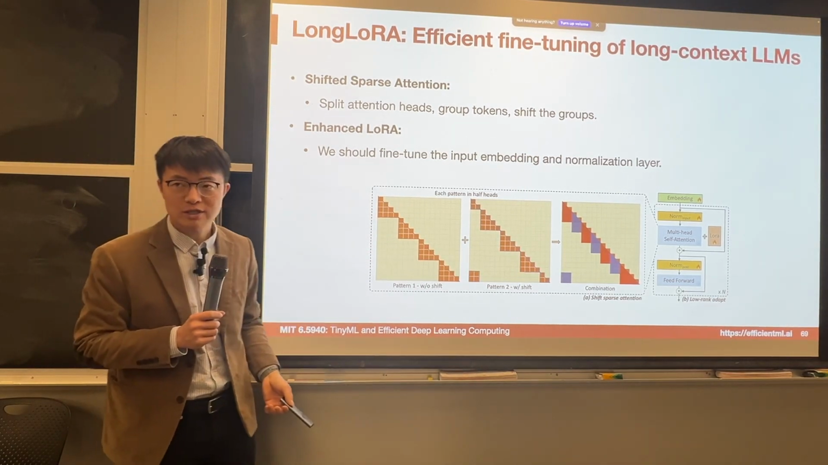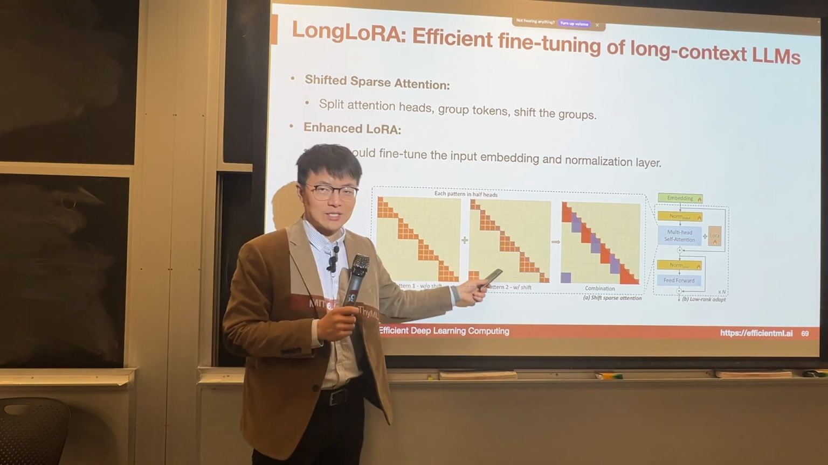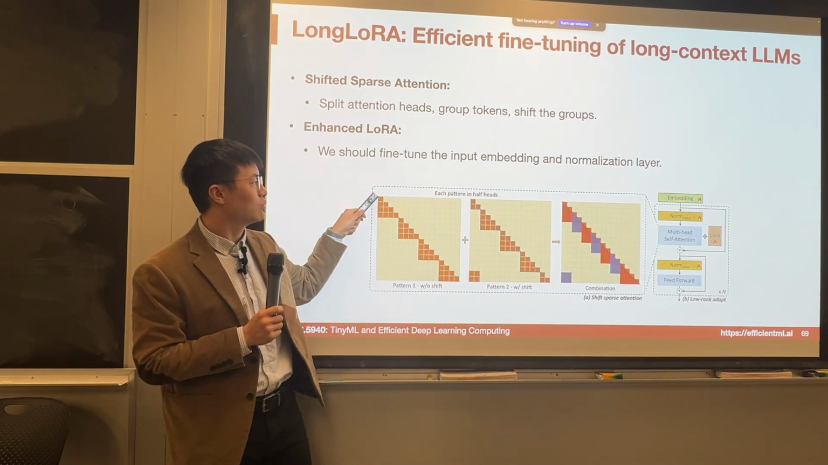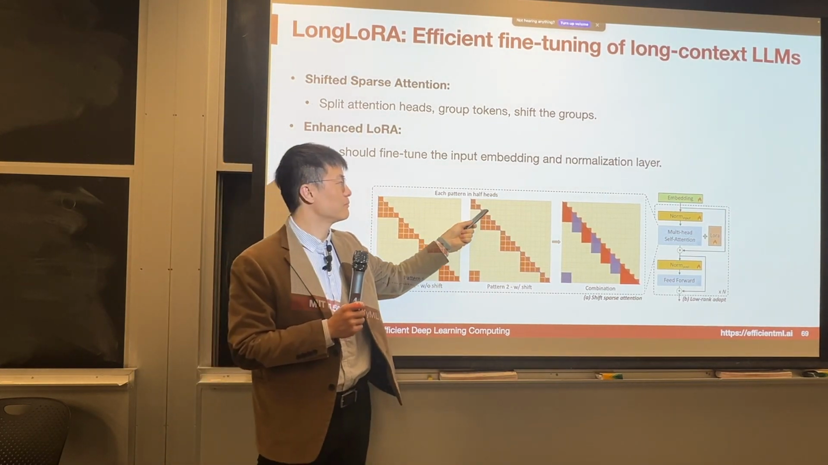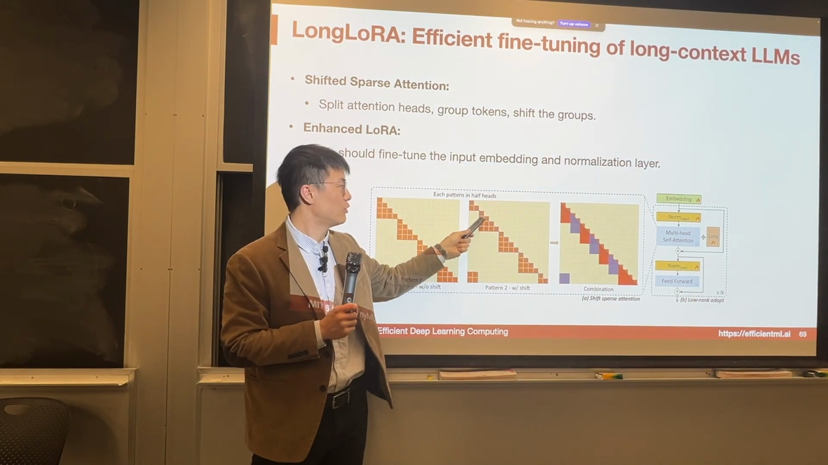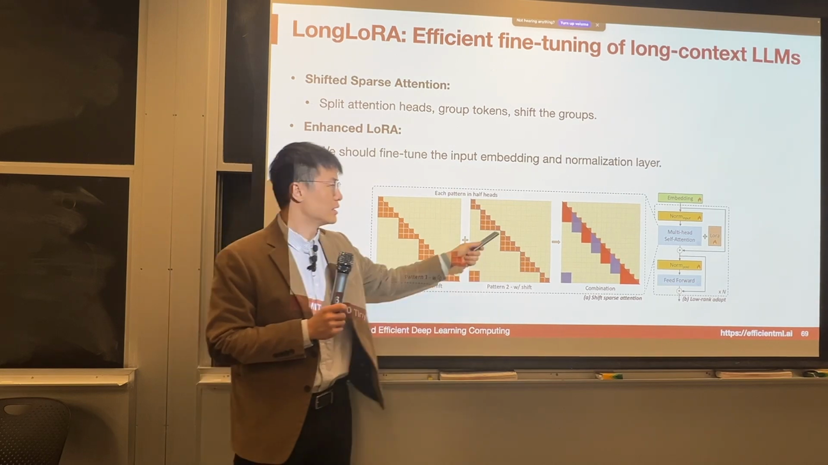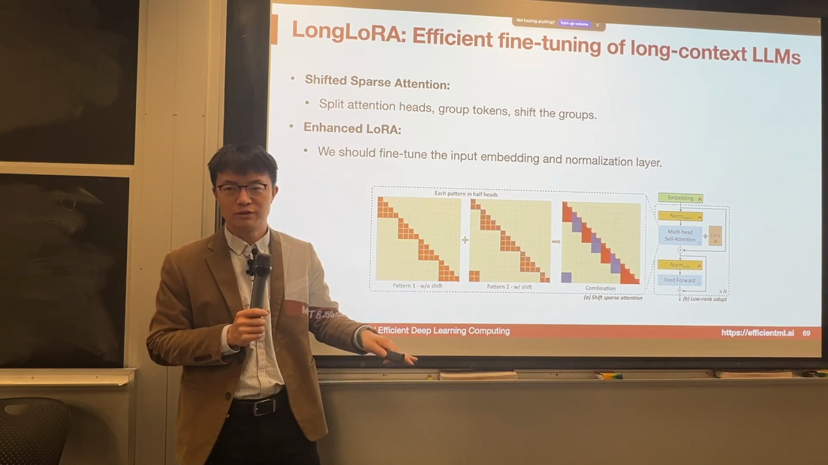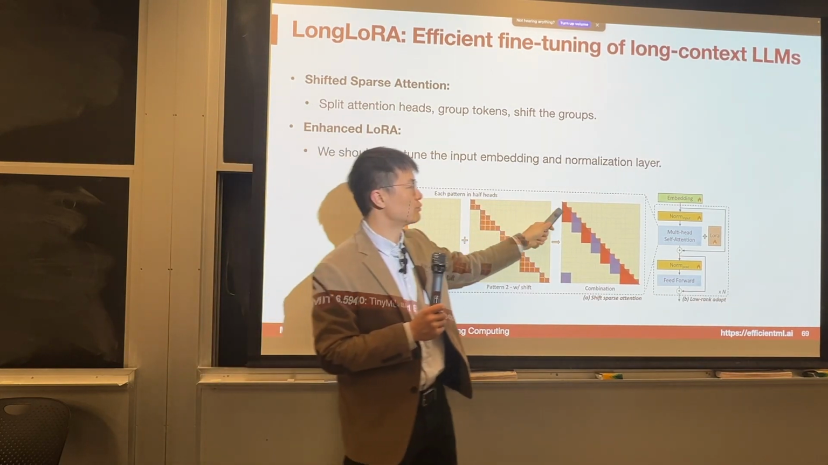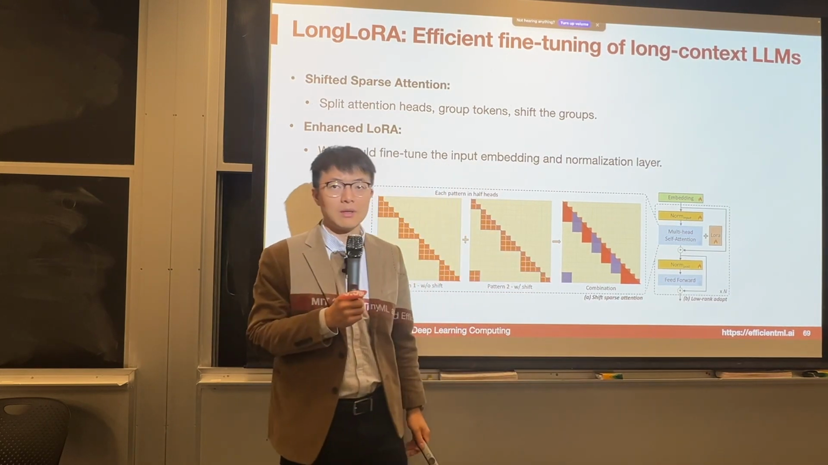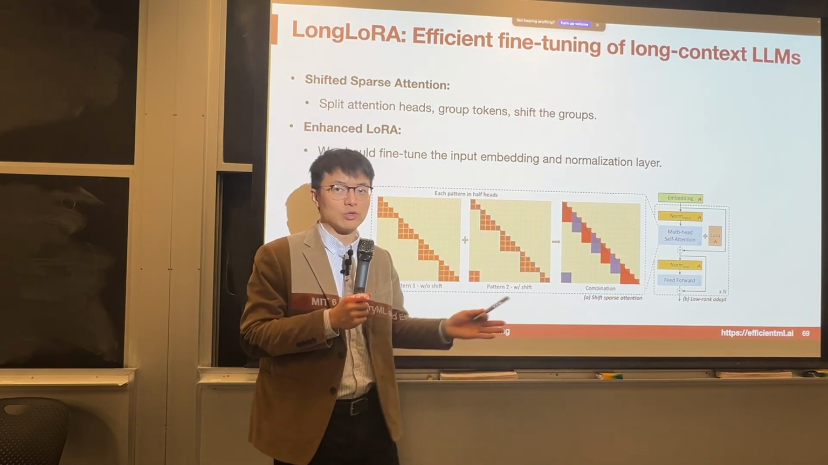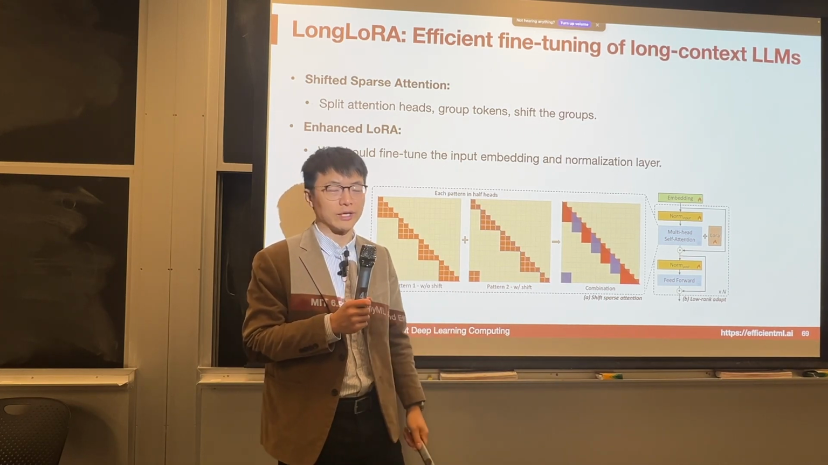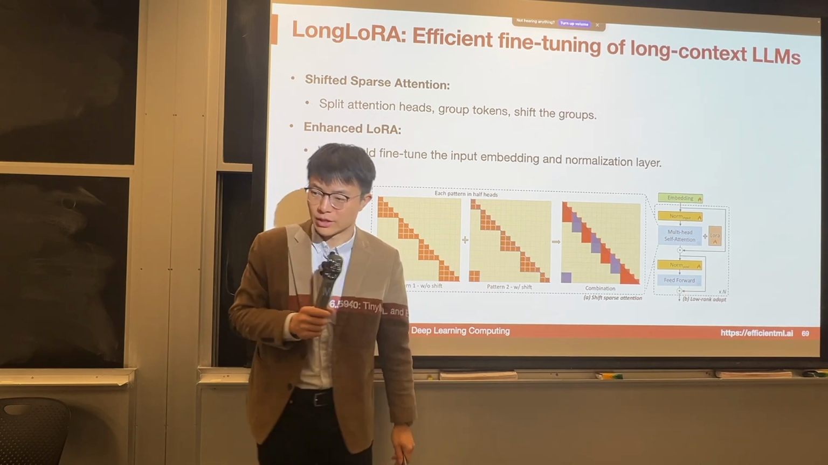So how do we enforce the information flow? For the second part of the head, we can shift it by half. Initially we have 1, 2, 3, 4 as a group. Now we have 3, 4, 5, 6 as one group, and then 7, 8, 9, 10 as one group. We have shifted by half of the group. In this way, we repeat group 1, group 2 repetitively so that the information can flow between all the groups, all the tokens. So that's the first idea.